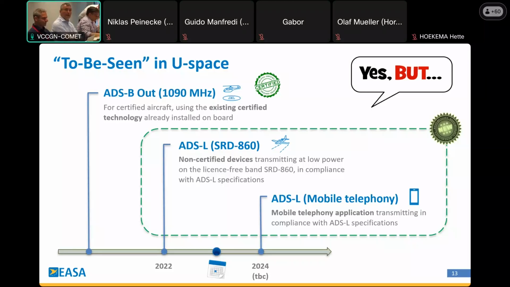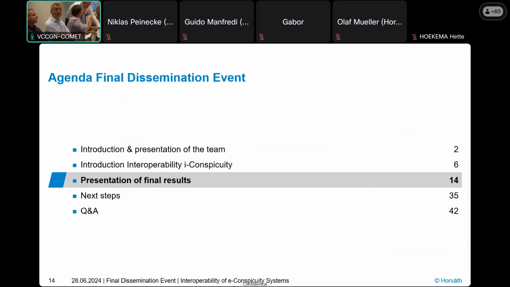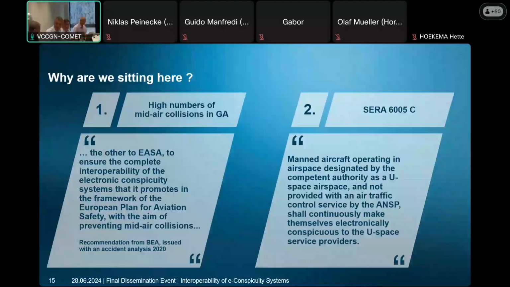But there is also another dimension, and this is for U-space, and this somehow requires certain infrastructure, but we need to address the problem of collision also outside of U-space, and that was the major challenge of this project. Next one. Yeah, that's it. Okay. Over to Olaf.